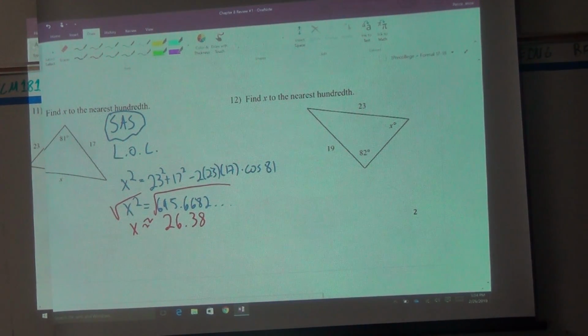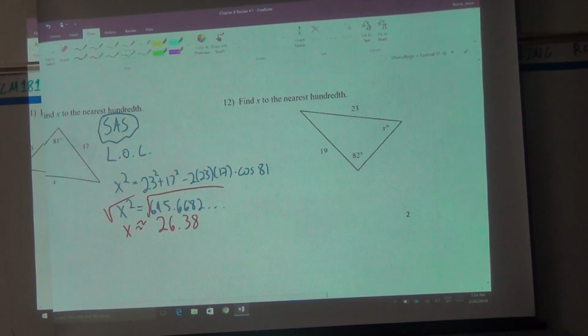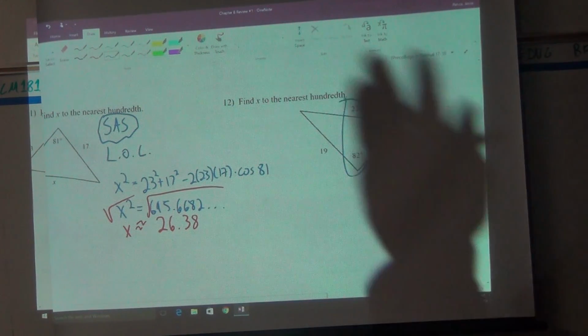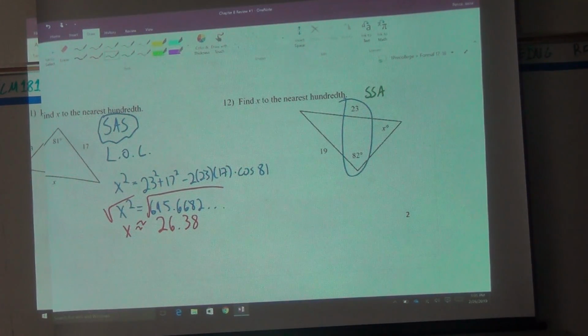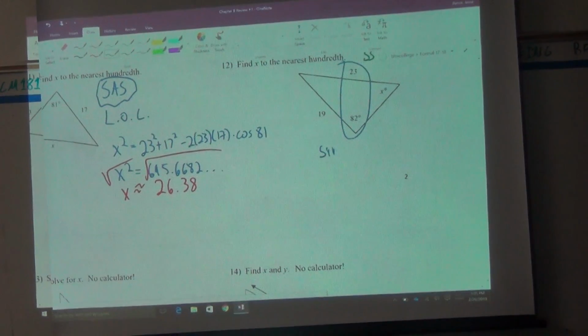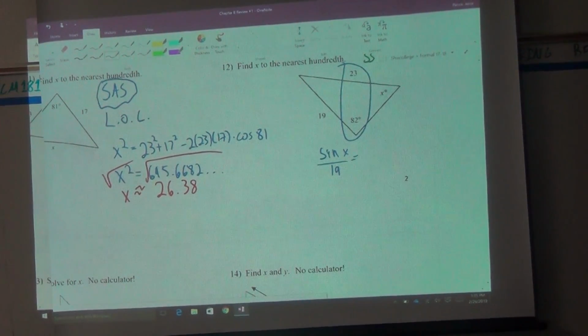Let's consider what our givens are in this scenario. Our givens are angle, side, and a side without the angle included. So we have the SSA scenario. More importantly, we have a pair of sides and angles that we know. When we have this relationship, that unlocks the possibility of law of sines, which is a little bit easier than law of cosines. I'm going to choose to go with the sine of x over 19 equals the sine of 82 over 23.